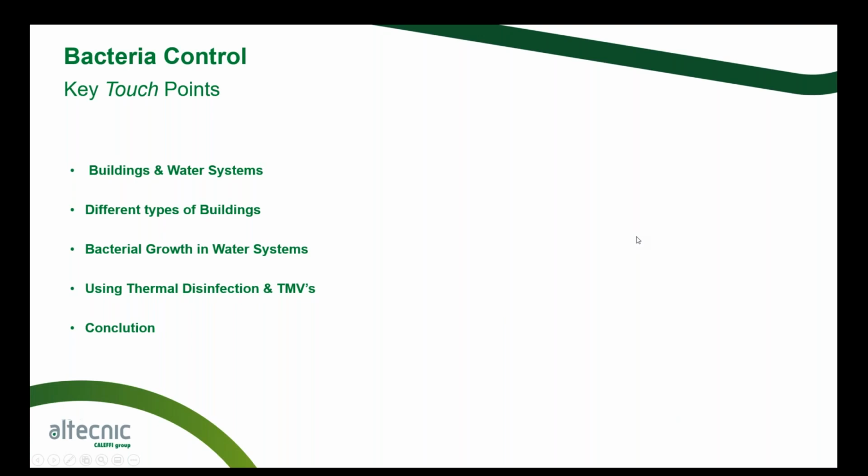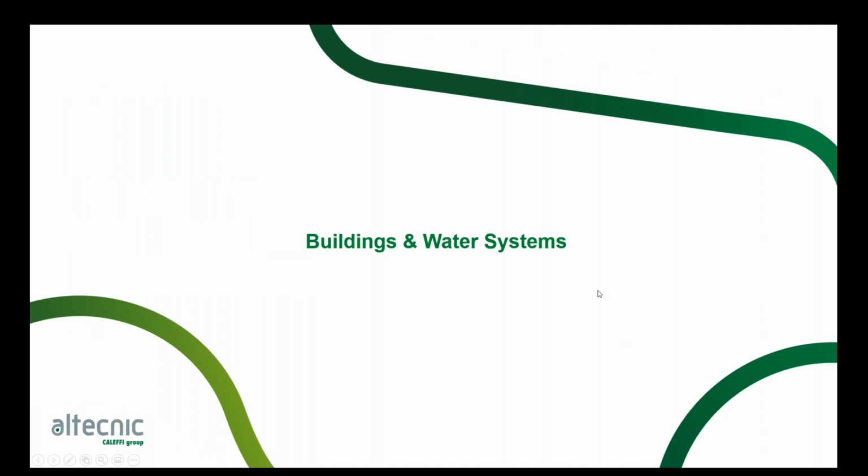So, key touch points we're going to look at today. We're going to look at some buildings and the water systems that sit within them, the different types of buildings, different makeup of buildings, how that can have effects on the water systems. Importantly, the bacterial growth of the water systems, how we can overcome that bacterial growth using what we call thermal disinfection with the use of TMVs, and a bit of a conclusion at the end of it. I'll try and keep it as free flowing as we can, and not try and get too much into the real deep details, so we can all follow along as best we can, no matter what market sector we come from.